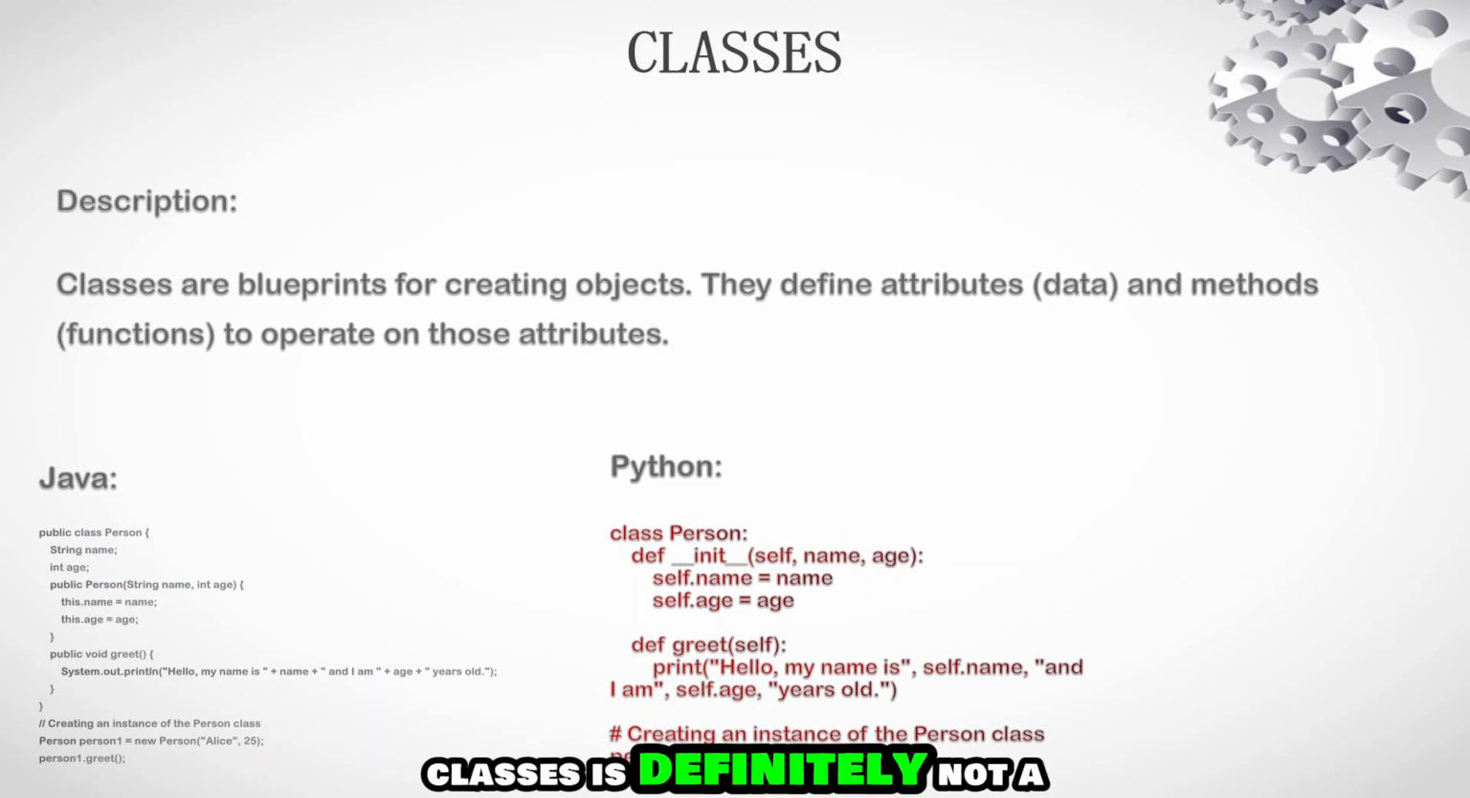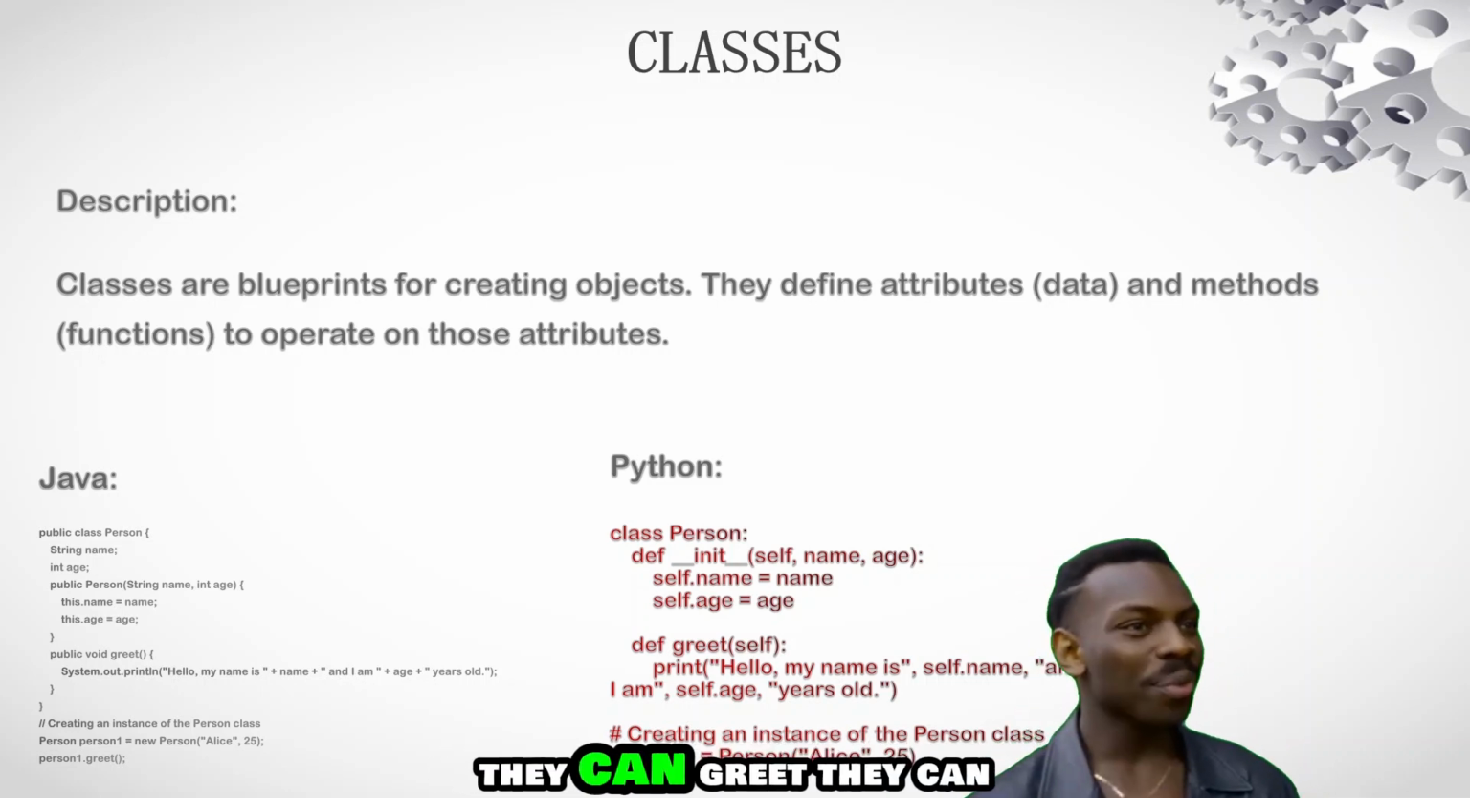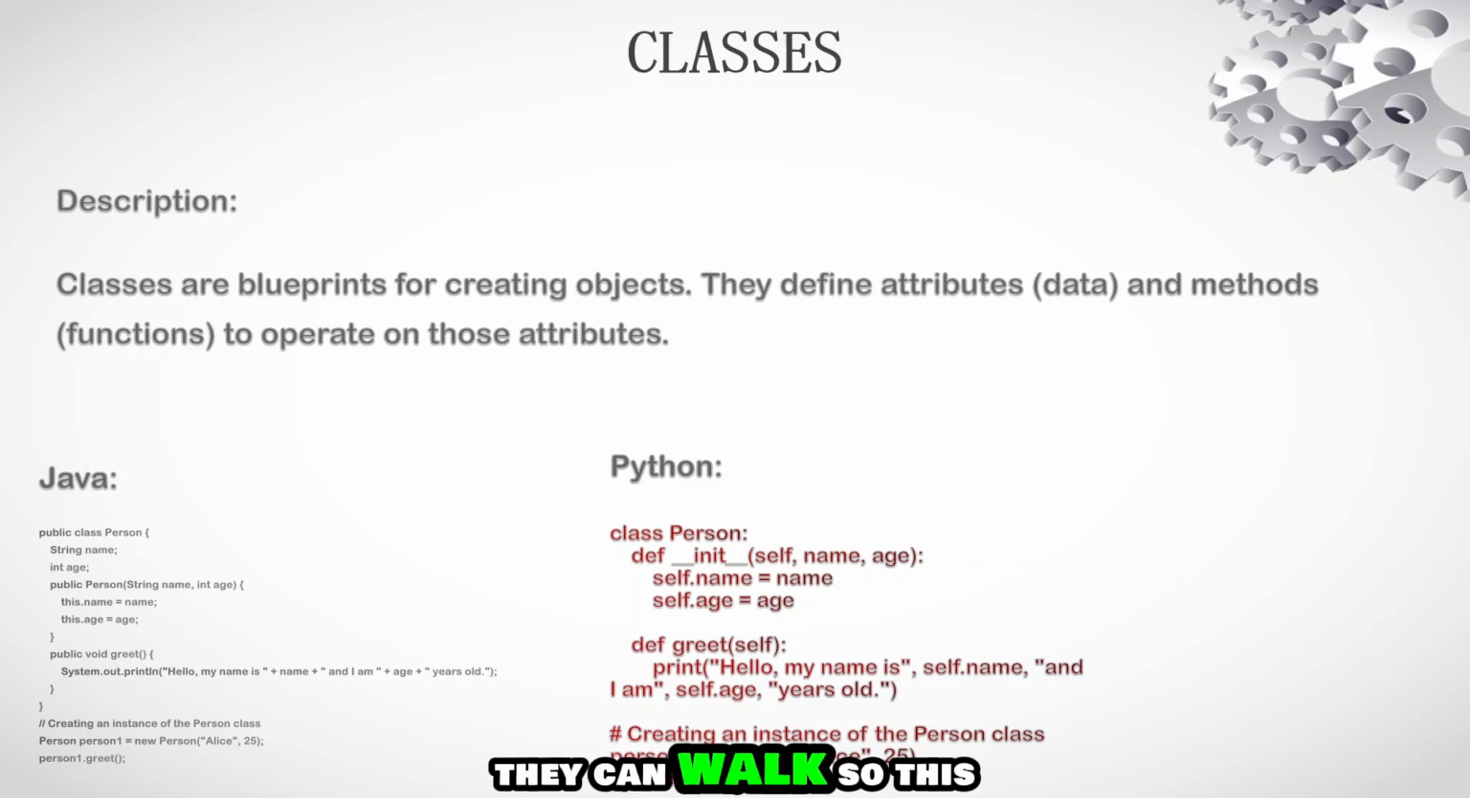Classes is definitely not a basic concept, but I'll give you a very small snippet so that at least you can understand ChatGPT code because it will probably be using classes in many cases. You can think of a class as a bigger thing. Let's say there's a person. A person has some characteristics, right? He or she has a name, an age, and a gender. And they can do certain stuff. They can greet, they can eat, they can walk. So this is one person.